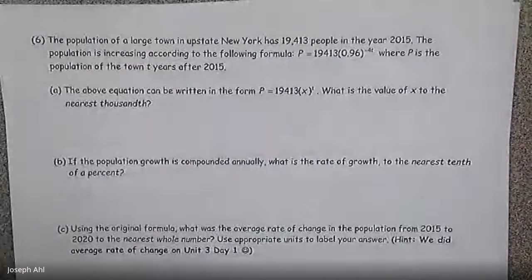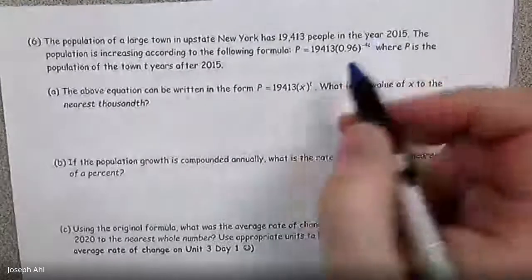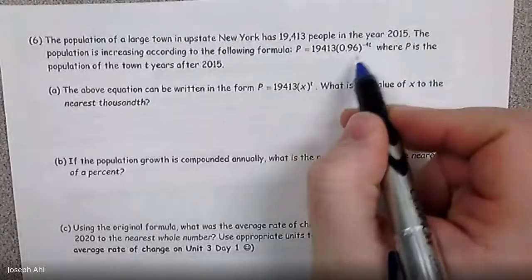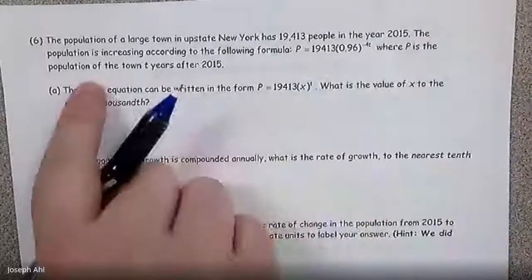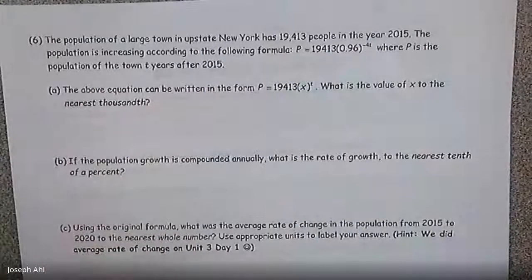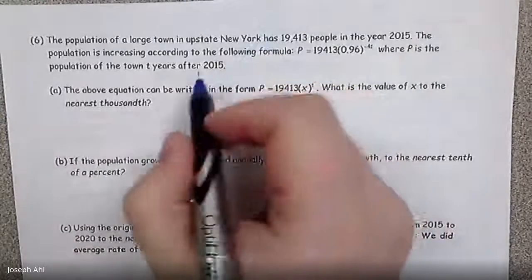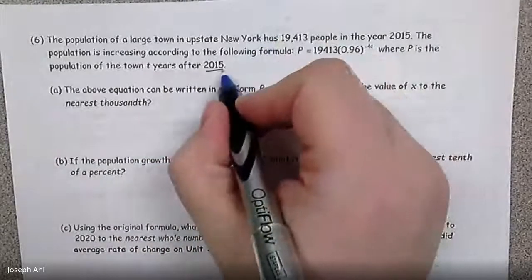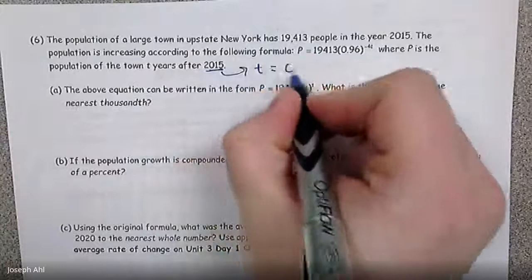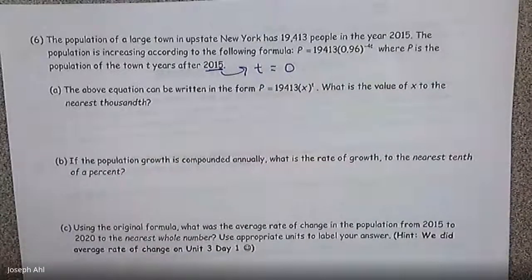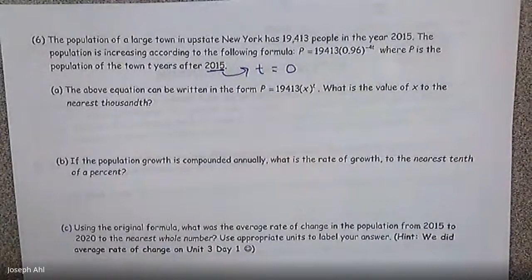At the very top, the population of a large town in upstate New York has 19,413 people in the year 2015. The population is increasing according to the following model. P equals 19,413 times 0.96 to the negative 4t, where P is the population in the town t years after 2015. So this is kind of an important thing to pay attention to, that 2015 is the year t equals 0. And then any year after that, we're going to have to add on to figure out what that population is.